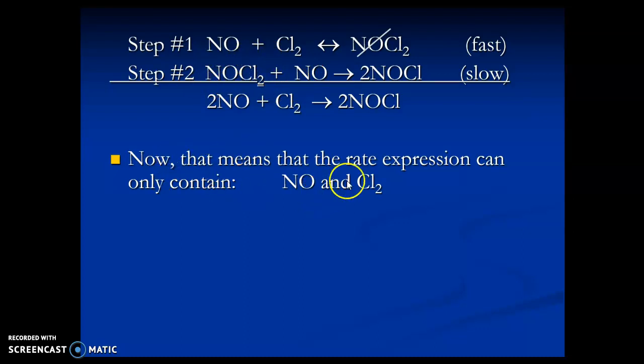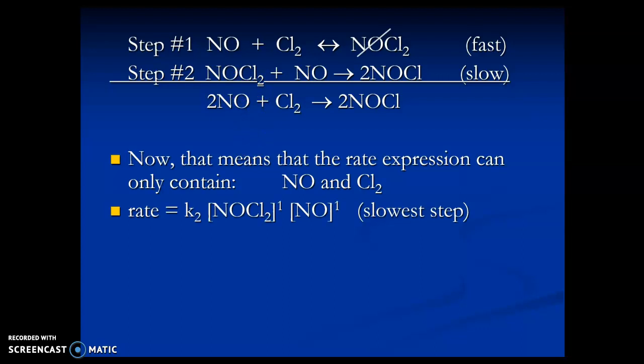Now, when you look at the overall expression, the rate expression can only contain NO and Cl2. It cannot contain this NOCl2, because NOCl2 is produced in the first step and used in the second step. This is known as an intermediate. Intermediates cannot be in your rate expression.